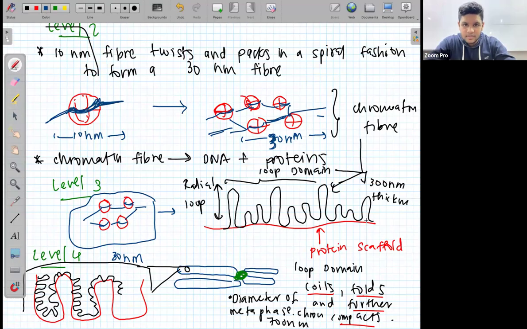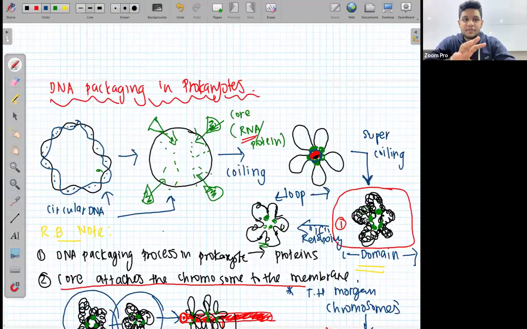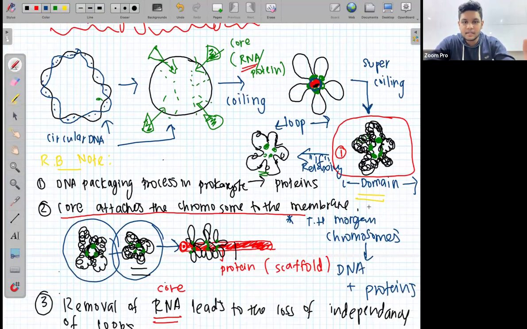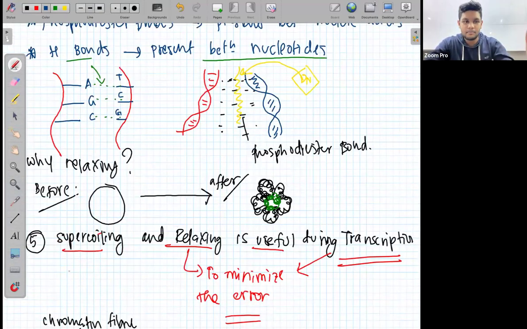That's it. So go through the notes given under the resource book. Is it clear? The topic is DNA packaging. I have completely summarized and explained the part of DNA packaging. Is it clear?